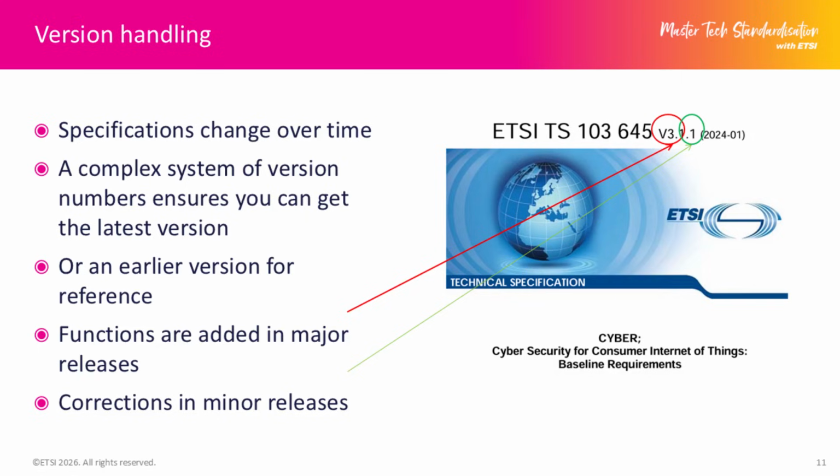The major release is the first digit, and then we have a minor release as the next digit, and small corrections as the final digit. Every time we increment these, the specification has things added, removed, or changed.